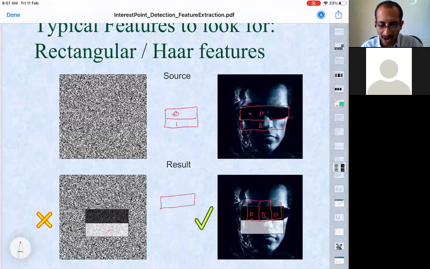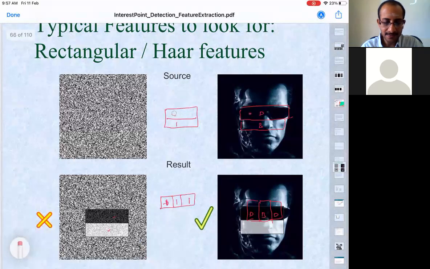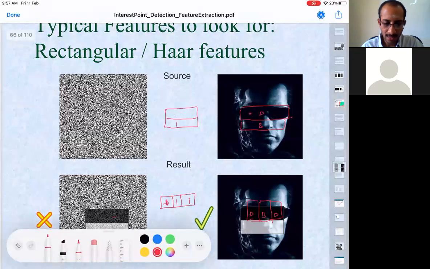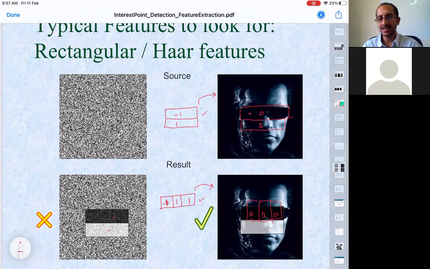The second kind of feature: 1 here, 0 here, or minus 1 here, just to be better, and then minus 1 here and 1 here. Do you understand the principle? If I convolve this over the whole face, at the eyes region this gets highlighted. Again, at the eyes-to-nose region, this gets highlighted. And if I identify a high response for these kinds of features, I see that there is a face.